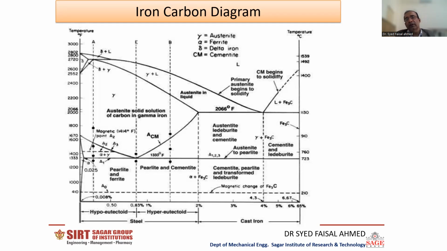Friends, you can take a screenshot of this, and it is a very important question. As per your RGPV exams or undergraduate exams, this question is always asked: what is the iron carbon diagram? What does it represent? What is its significance? What are the chemical reactions taking place here? And further, we will discuss the chemical reactions taking place in the next slide.